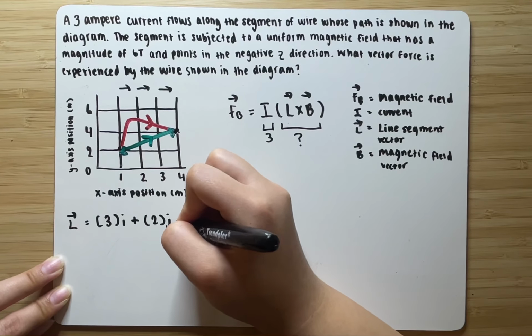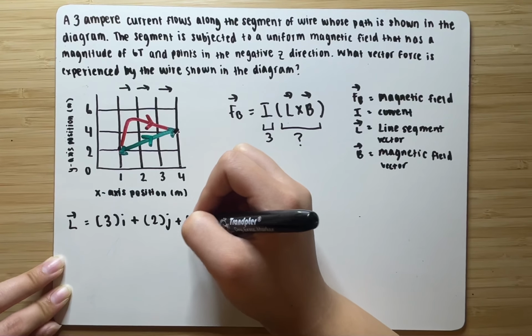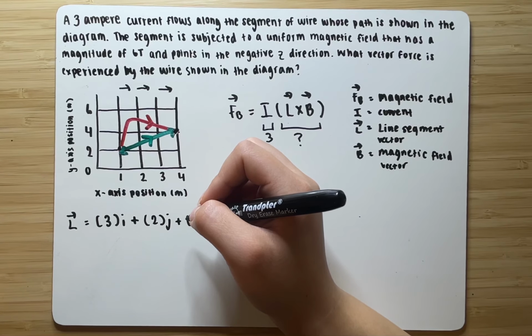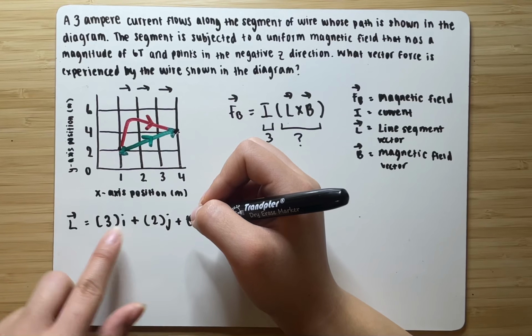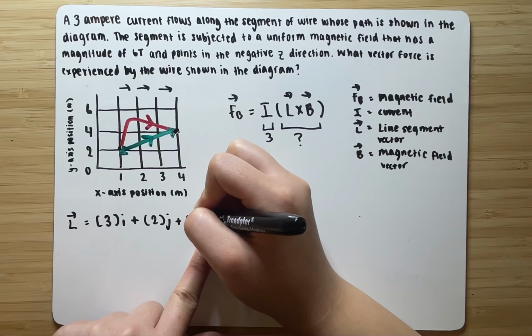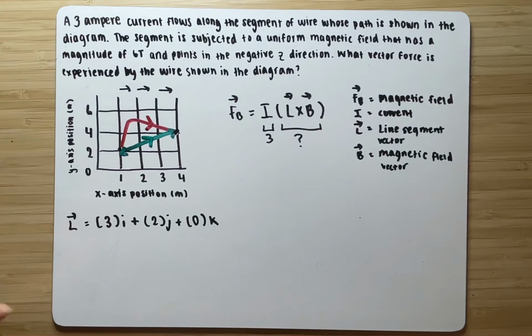As for the z component, aka the k, within the ijk format, because this is a line segment, it has only 2 dimensions. So it only has dimension here and dimension here. Z is non-existent, so z is 0. So k is also 0, because k represents z.